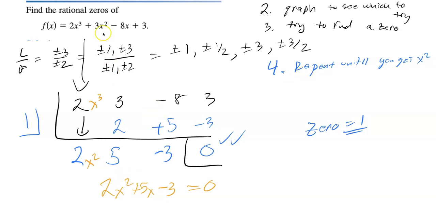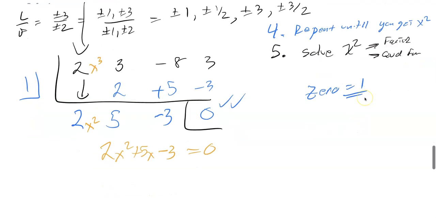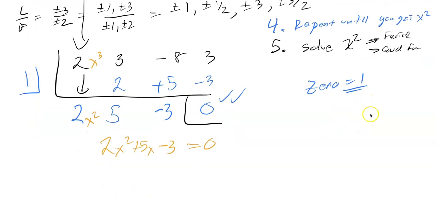If this was x to the 4th, you'd have to do this a couple of times so you get down to x squared. And why do we go down to x squared? It's because then you just solve the x squared. We know how to solve that. You either factor or you use the quadratic formula or complete the square. So we know how to solve an x squared. We can't solve an x cubed easily, but we can solve an x squared easily.